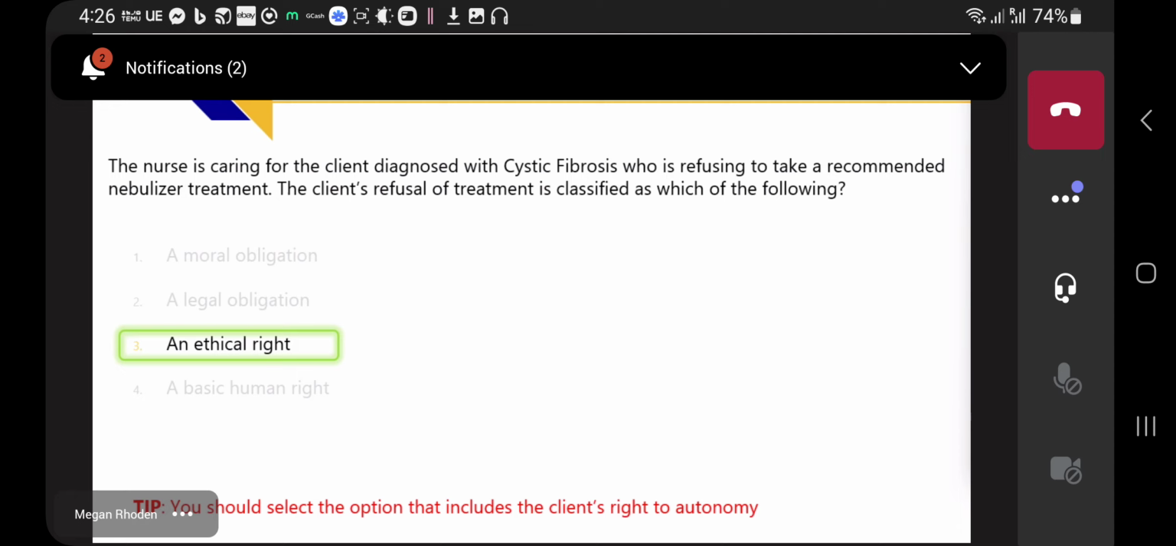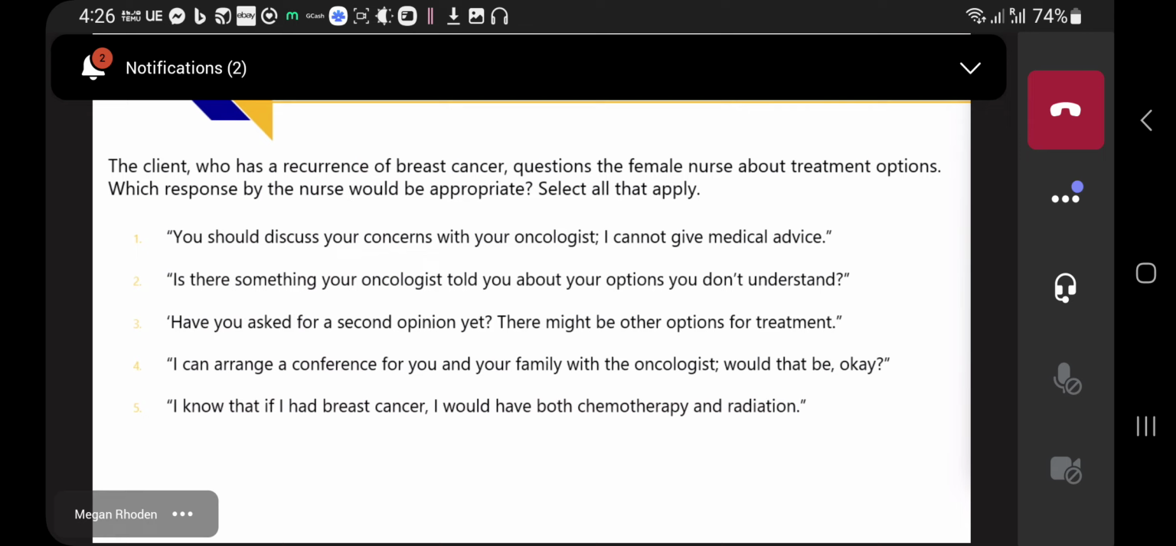Moving right along, question number four. Question number four states the client who has a recurrence of breast cancer questions the female nurse about treatment options. Which response by the nurse would be appropriate?